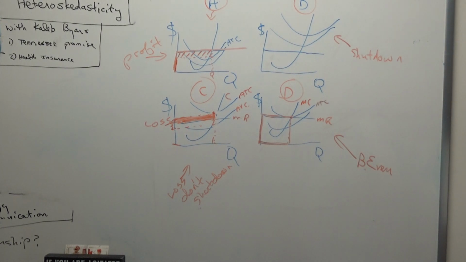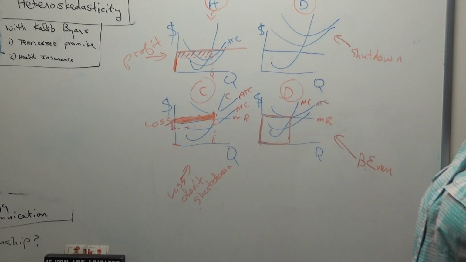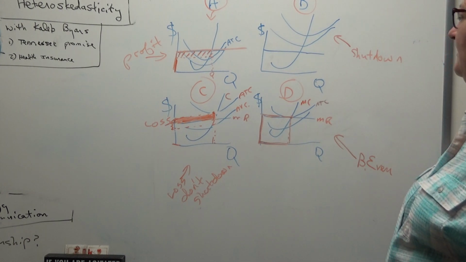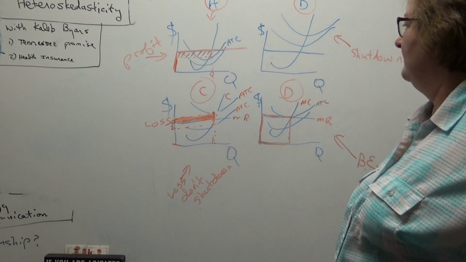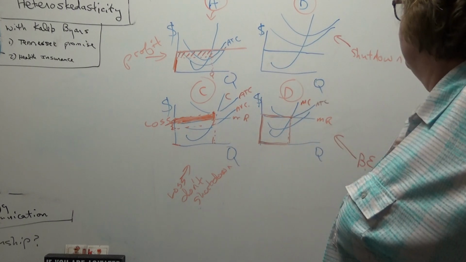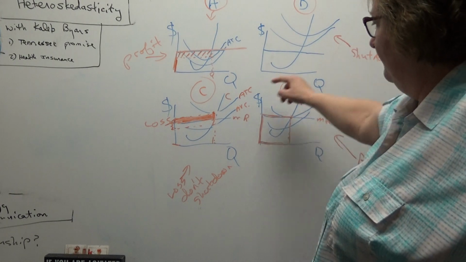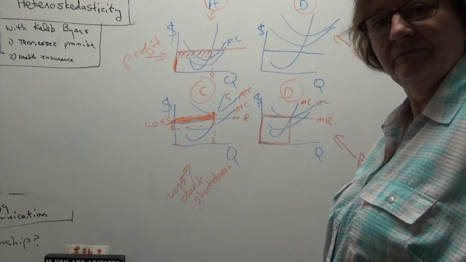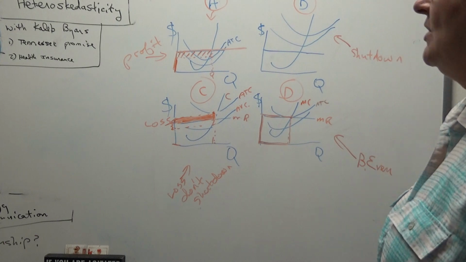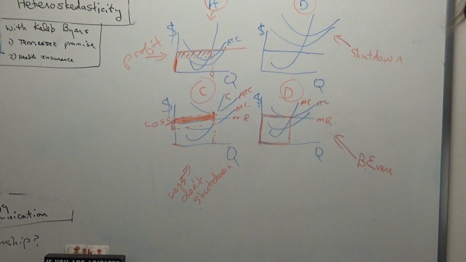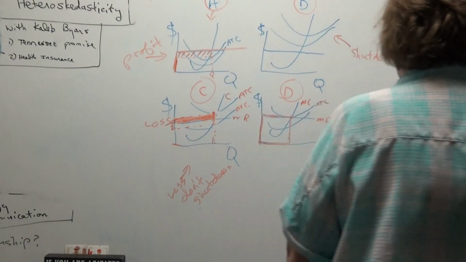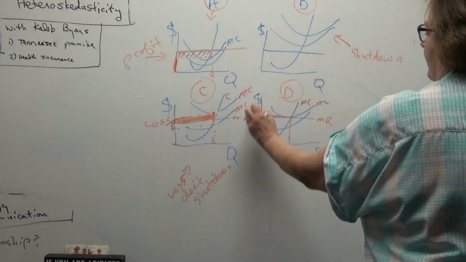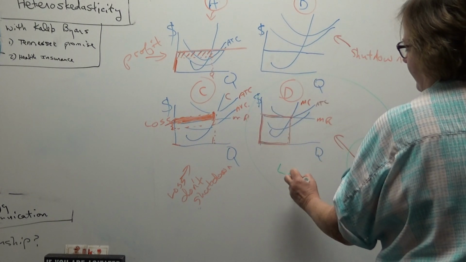Now, why did I show you these little ones? Well, if you get to where you know what you're doing, you can look at these and you can say, ha, break even. Oh yeah, they're making a profit. This one should shut down. This one shouldn't. Okay, which one could be the long run? Which one would be? Only the break even. So this one, D, could exist in the long run.